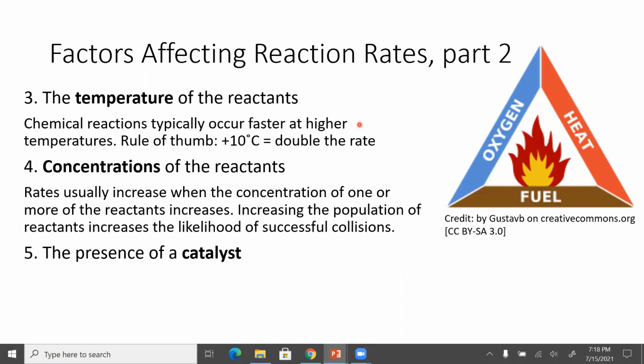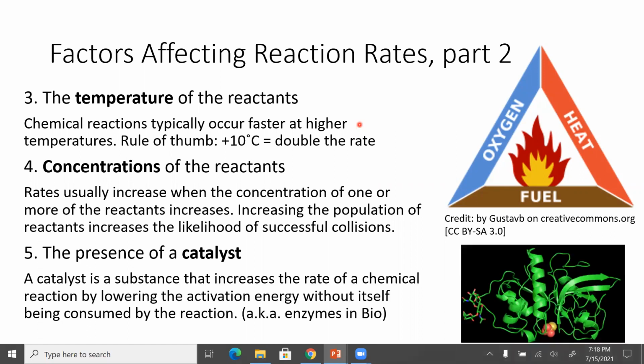And then if we were to add a catalyst, that affects the rate of the reaction. Catalysts are substances that typically increase the reaction rate, and they do that by lowering the activation energy, or lowering the minimum amount of energy that's required to get the reaction going. And catalysts are not part of the reaction. They're not consumed during the reaction.